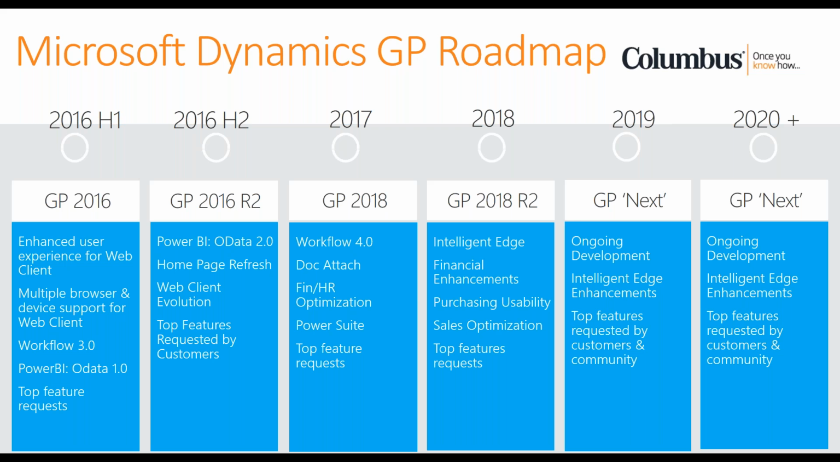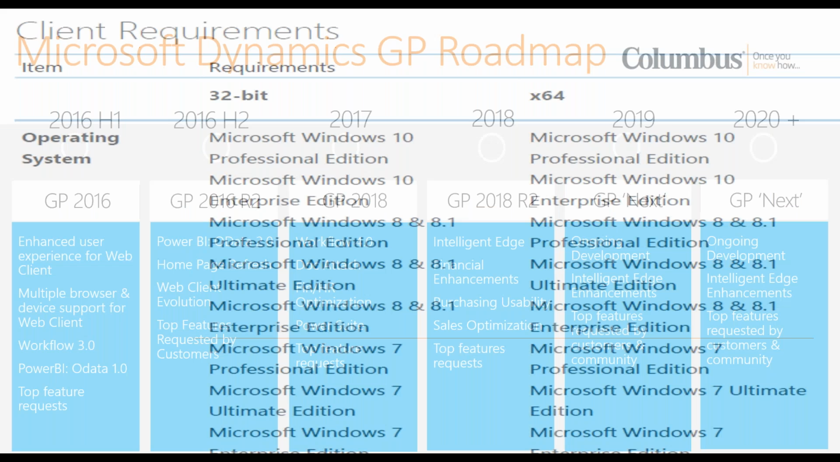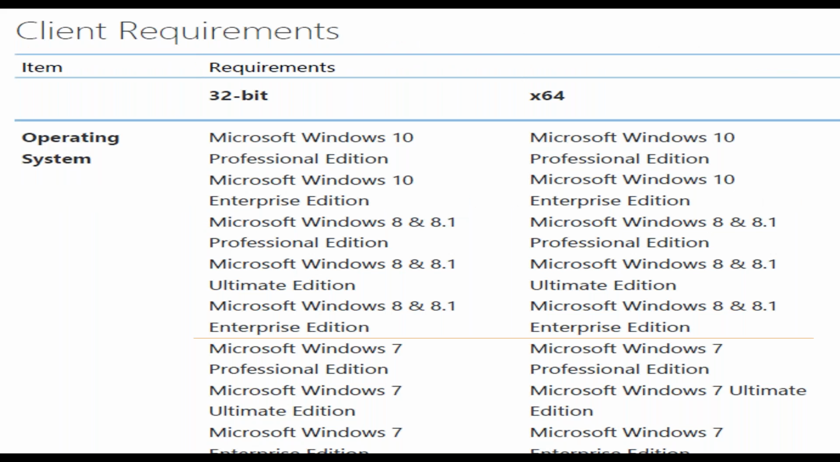If you're going to run GP 2018 R2, I put up the system requirements here. This is the exact same as 2018, so R2 did not change anything from GP 2018. Your workstation, the computer you work on every day, must be Windows 7 or later, so something fairly current, which I think most everybody is on now.